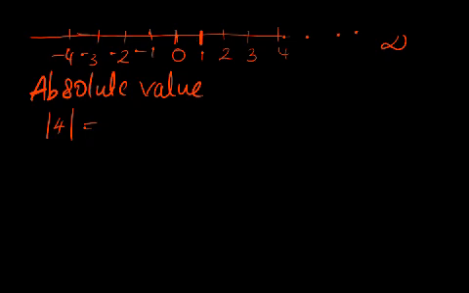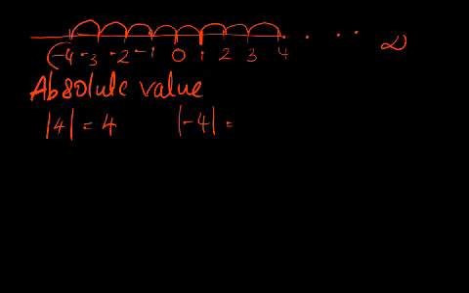So here we can see this is 0, 1, 2, 3, 4. So number 4 is 4 units distant from 0. So the absolute value of 4 is 4. Next, what is the absolute value of -4? You can count from here: 1, 2, 3, 4. So we reach -4. So the absolute value of -4 is also 4.